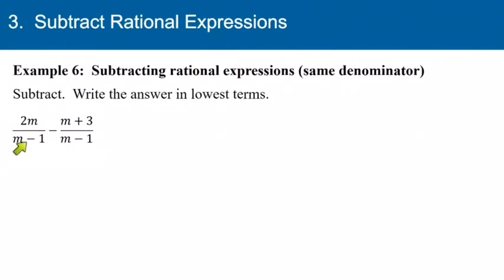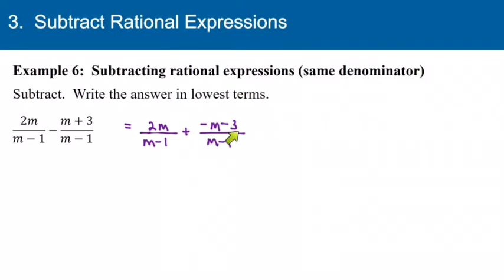So here we have 2m over m minus 1 minus m plus 3 over m minus 1. So what I want you to notice is that the minus applies to both of these terms. That's why we have to distribute it. So what I always want you to do is rewrite these as addition problems, but distribute the minus sign. So your first fraction is going to stay the same, then you're going to change minus to plus, and you're going to distribute that minus here. So this is going to become negative m minus 3, and it's over m minus 1.